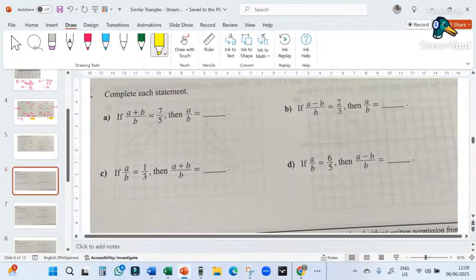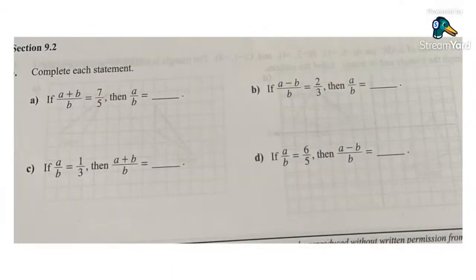Now for this one, I'm going to make it bigger. Complete each statement. If a plus b over b is equal to 7 over 5, then a over b is equal to what? What we need to do is to separate the fraction. In similar fractions, you have two fractions combined with the same denominator. So I'm going to separate them: a over b plus b over b. If you combine this, you will have a plus b and just copy the denominator. You're not going to add the denominator in a similar fraction.